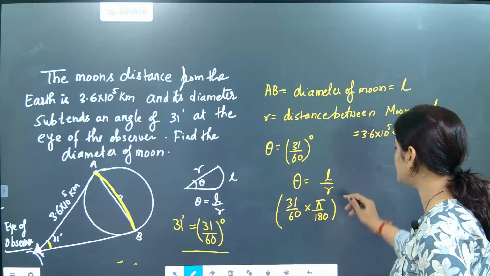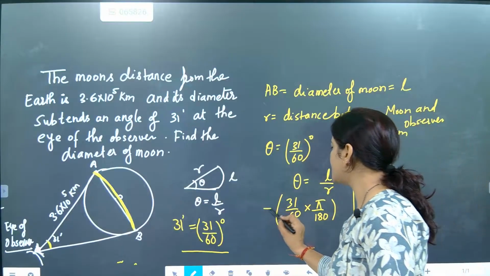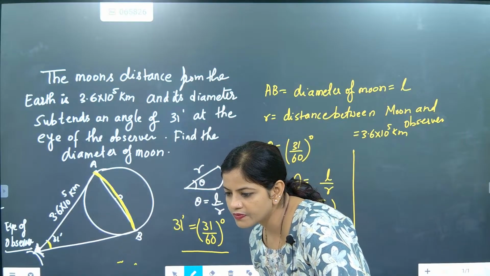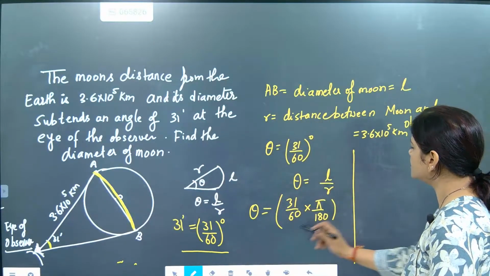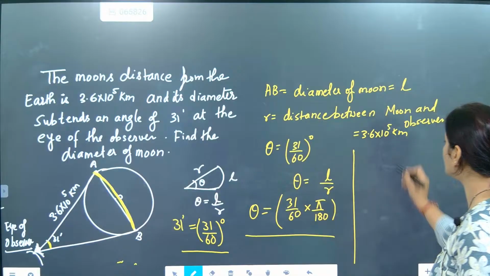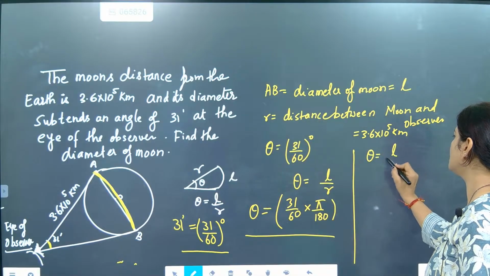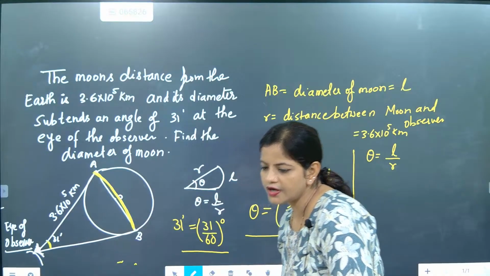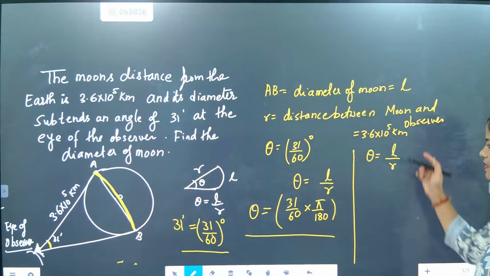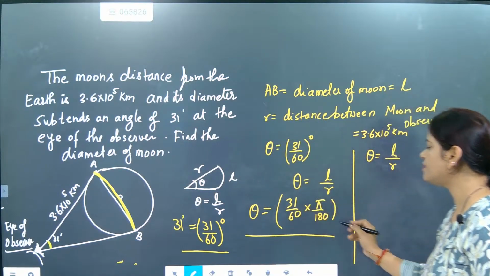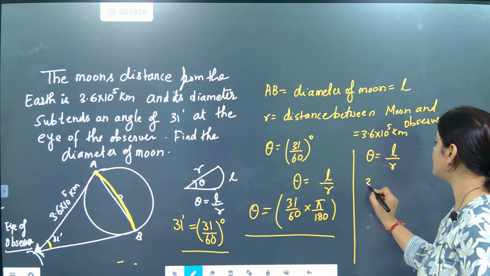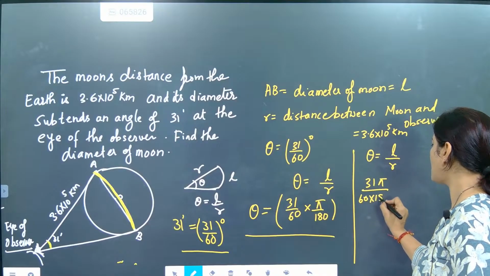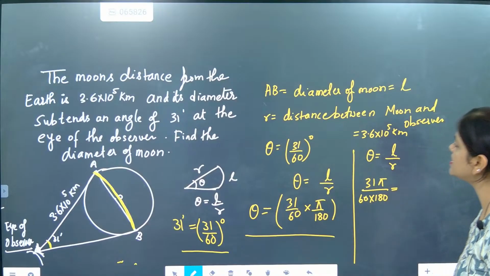So this is theta is equal to L by R. I converted theta, and this is the total value. Understood? Theta is equal to L by R. So once theta is coming as 31 pi by 60 into 180, now you look at it. What is the arc? We know the arc length is nothing but the arc length.